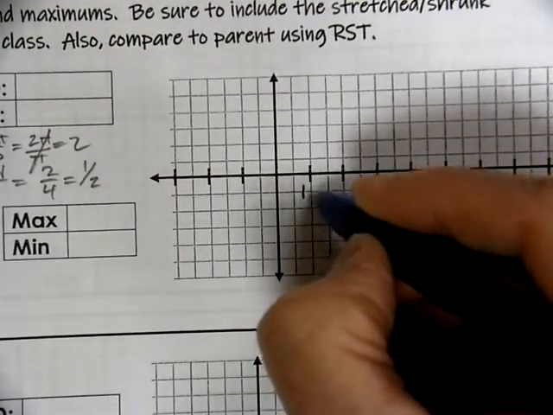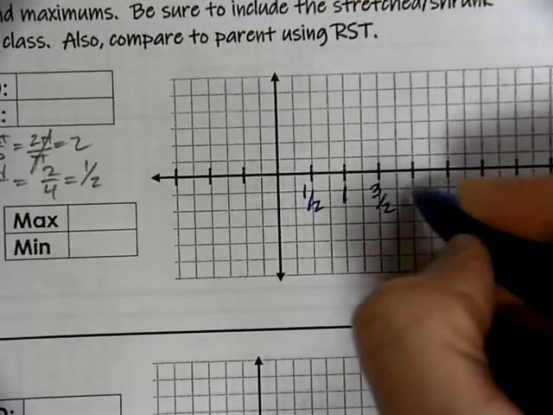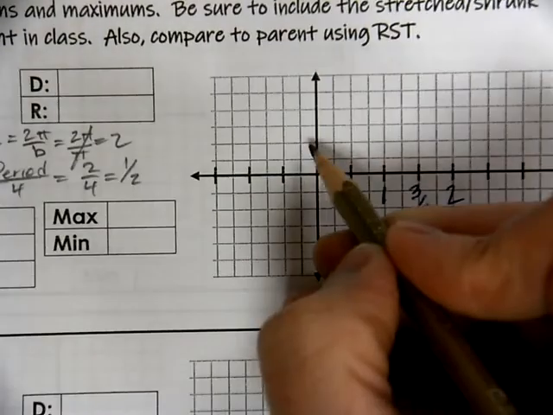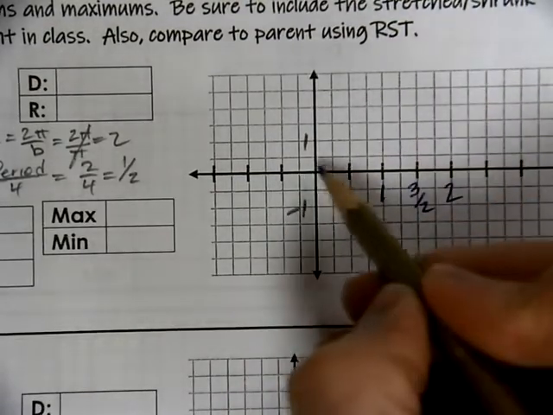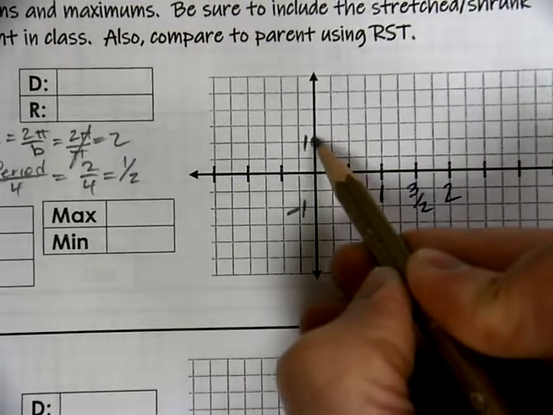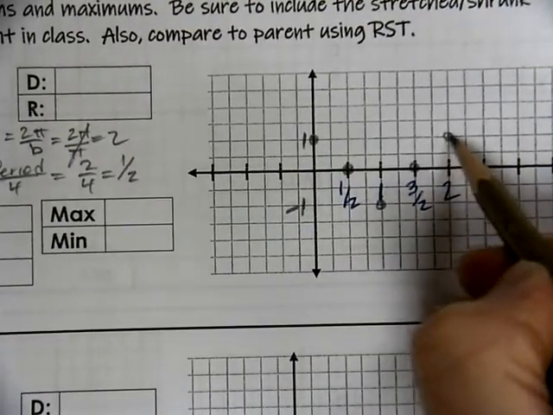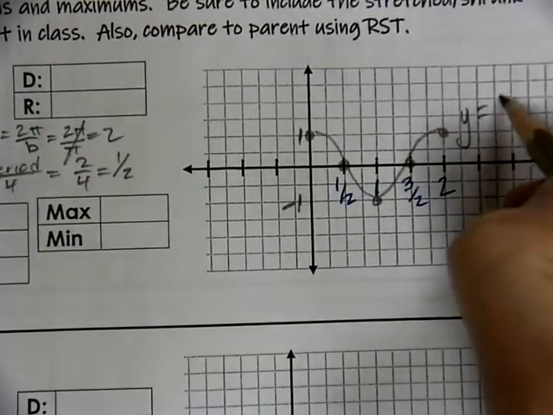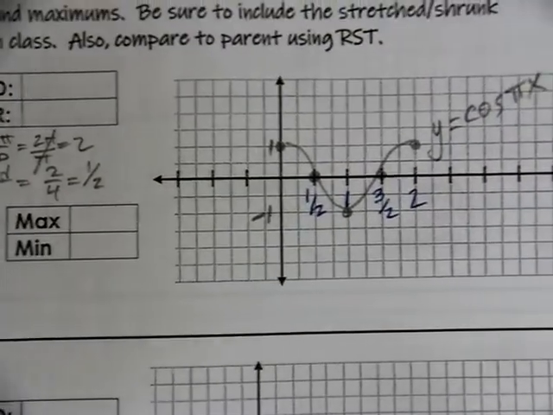So we're going to label, since our increments go by halves, and we're starting at, I'll put my 1 and my -1 there. So the cosine graph starts at 1 and then 0, then -1, then 0, then 1. So this is y equals cosine of pi x.